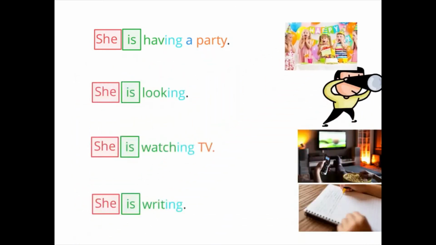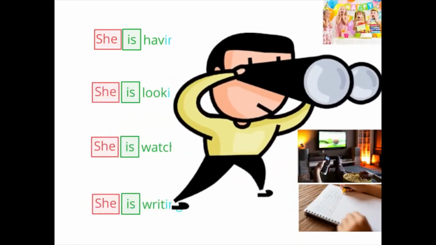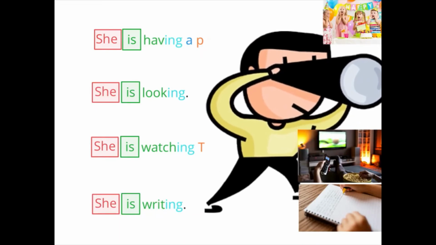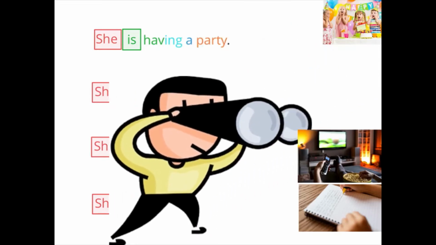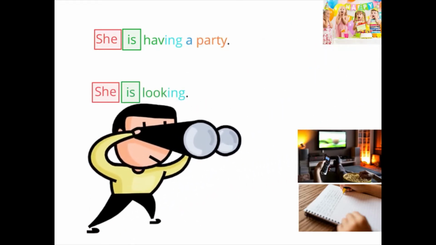Let's look at our next sentence. This should say he is looking because this looks like a boy. So we can see that he is looking through binoculars. So our subject is, we're going to pretend it's a girl for a minute, she, and then we have our two-part verb, is, and then our action is look, and then we add ing. To look at something needs our eyes. We use our eyes to look at something else.